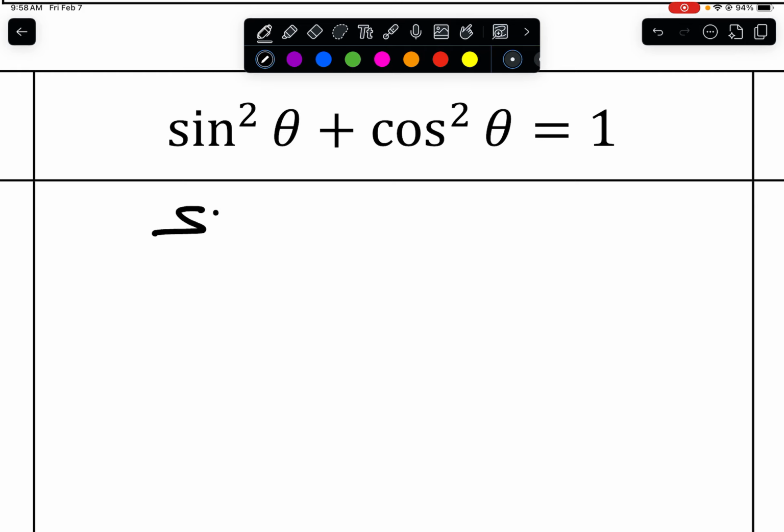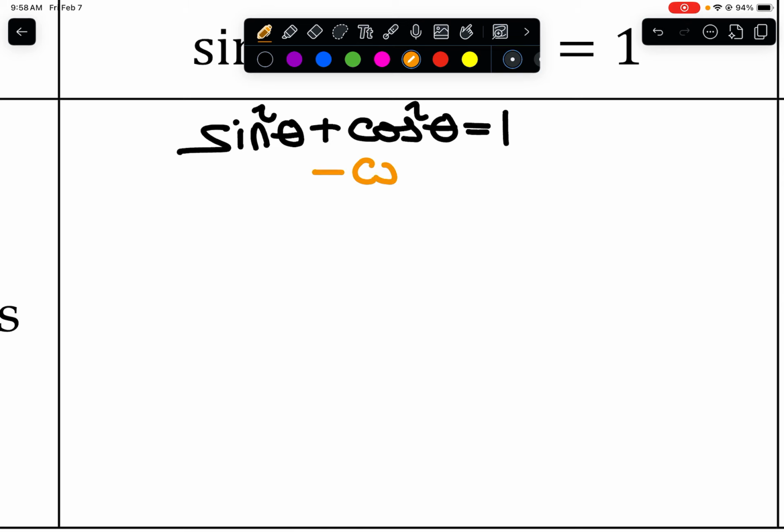This is not something I want to skip over lightly. We're going to start from the beginning, and then I'll skip some steps later. What's happening is I'm going to go ahead and just subtract cosine squared theta on both sides.